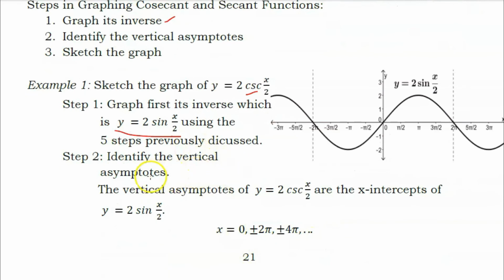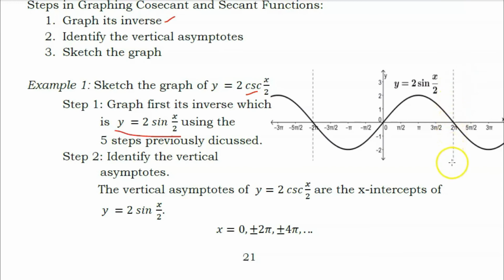Next is identify the vertical asymptotes. The clue is, even if you have no table of values yet, you just look at where the values of the inverse equation are zero, because when you take the inverse, it becomes undefined. So look at the graph, where it passes through the x-axis: negative 2 pi, 0, or 2 pi. These are our vertical asymptotes.